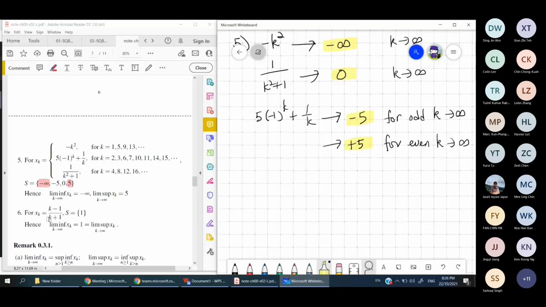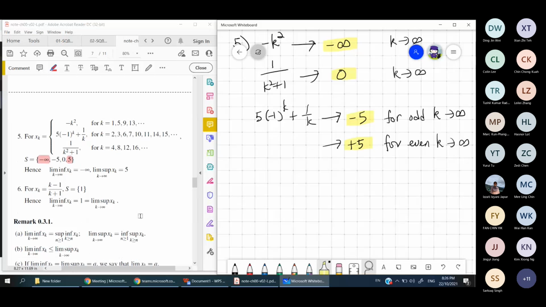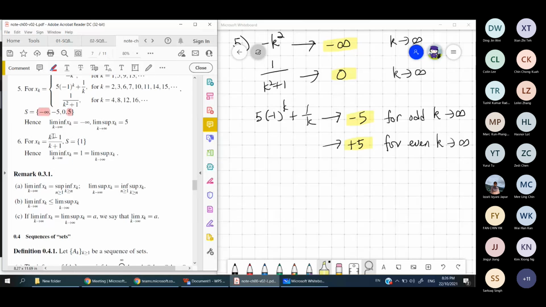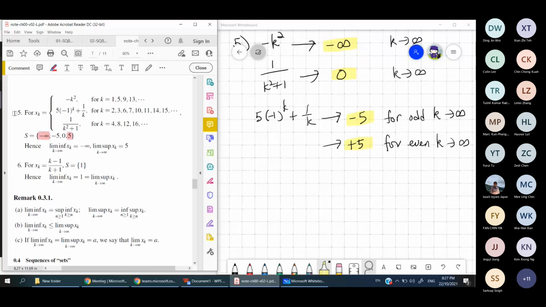And finally, I think this one is clear. Xk is k minus 1 over k plus 1. There's only one possible limit, so the limit infimum and limit supremum will both be the limit of xk. Okay, I hope by going through these 6 examples, you have some idea how to determine the limit infimum and limit supremum for a given sequence. I think example 5 will be a good one. You just identify all the possible limits for all the subsequences.